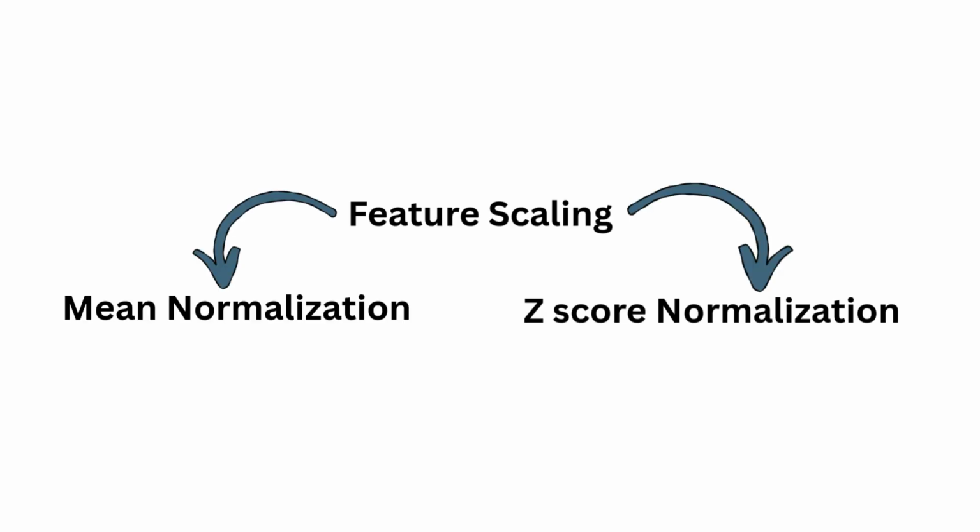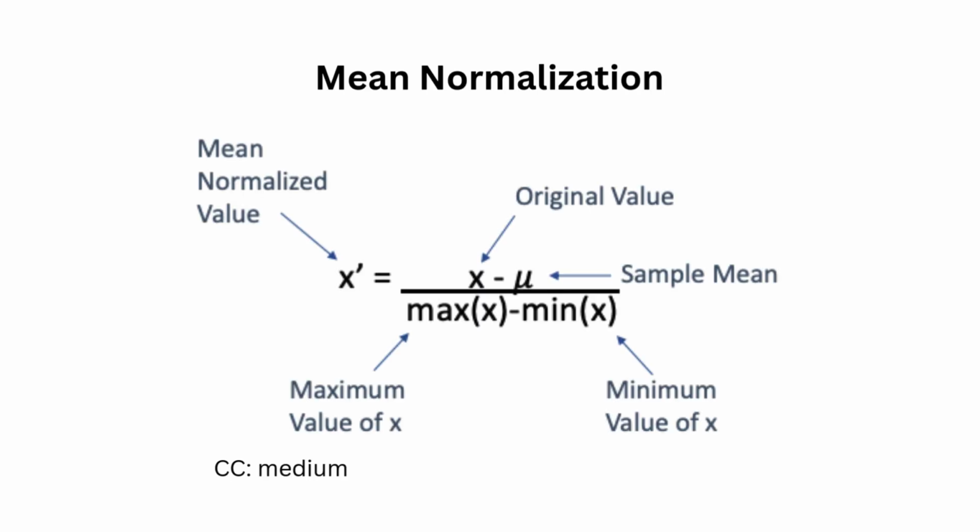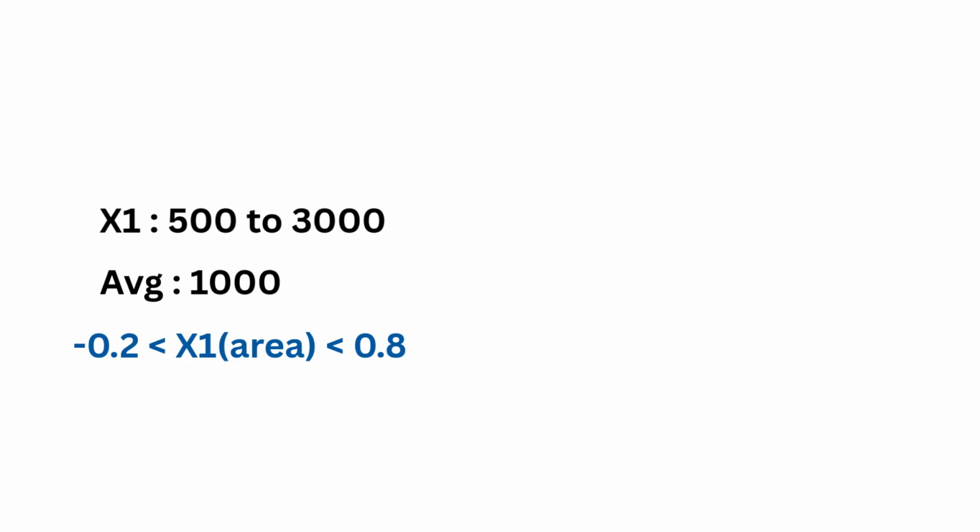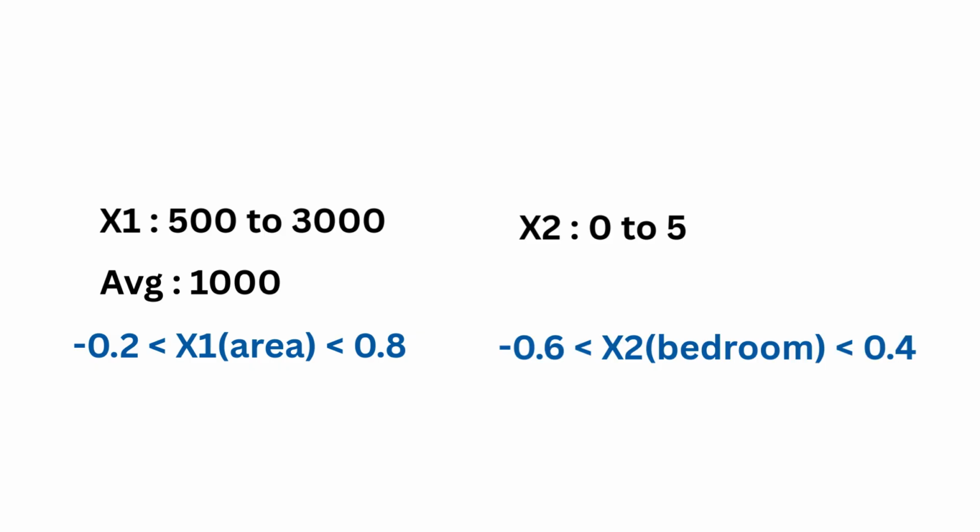We mainly use two methods for scaling. First, mean normalization. For each feature, we transform it using the formula you see on the screen, where mu is the feature's average and max and min are its highest and lowest values. For example, if x1 originally ranged from 500 to 3000 with an average of 1000, after scaling it might range from minus 0.2 to 0.8, and x2 ranged from 0 to 5 becomes minus 0.6 to 0.4 with average of 3 bedrooms.